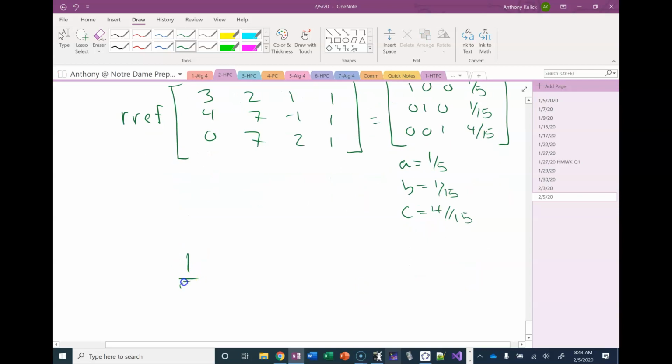Or in other words, I have 1/5 times x plus 1/15 times y plus 4/15 times z is equal to 1. This is me just plugging my answers for a, b, and c back into that equation. And my last step now is going to be to clear fractions. So what do I need to multiply both sides of this equation by to get rid of all of these fractions? 15, right?